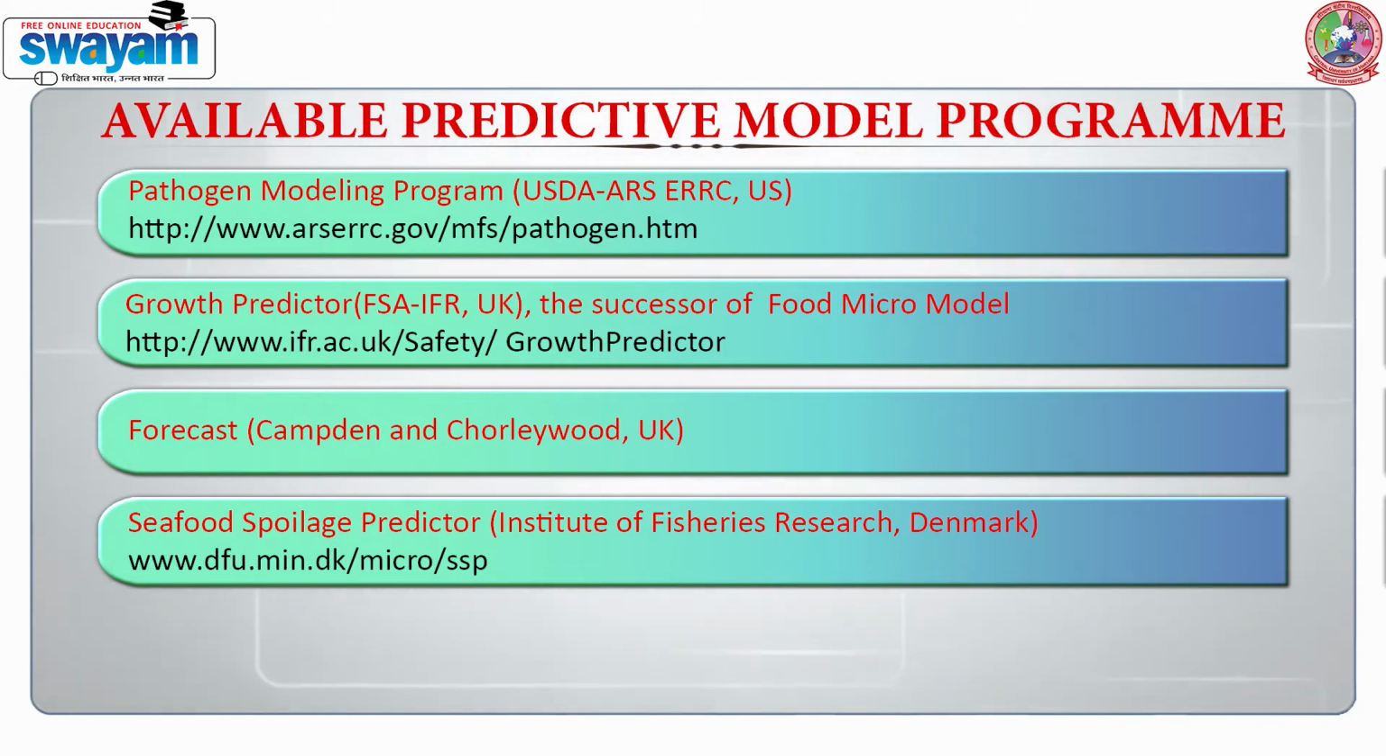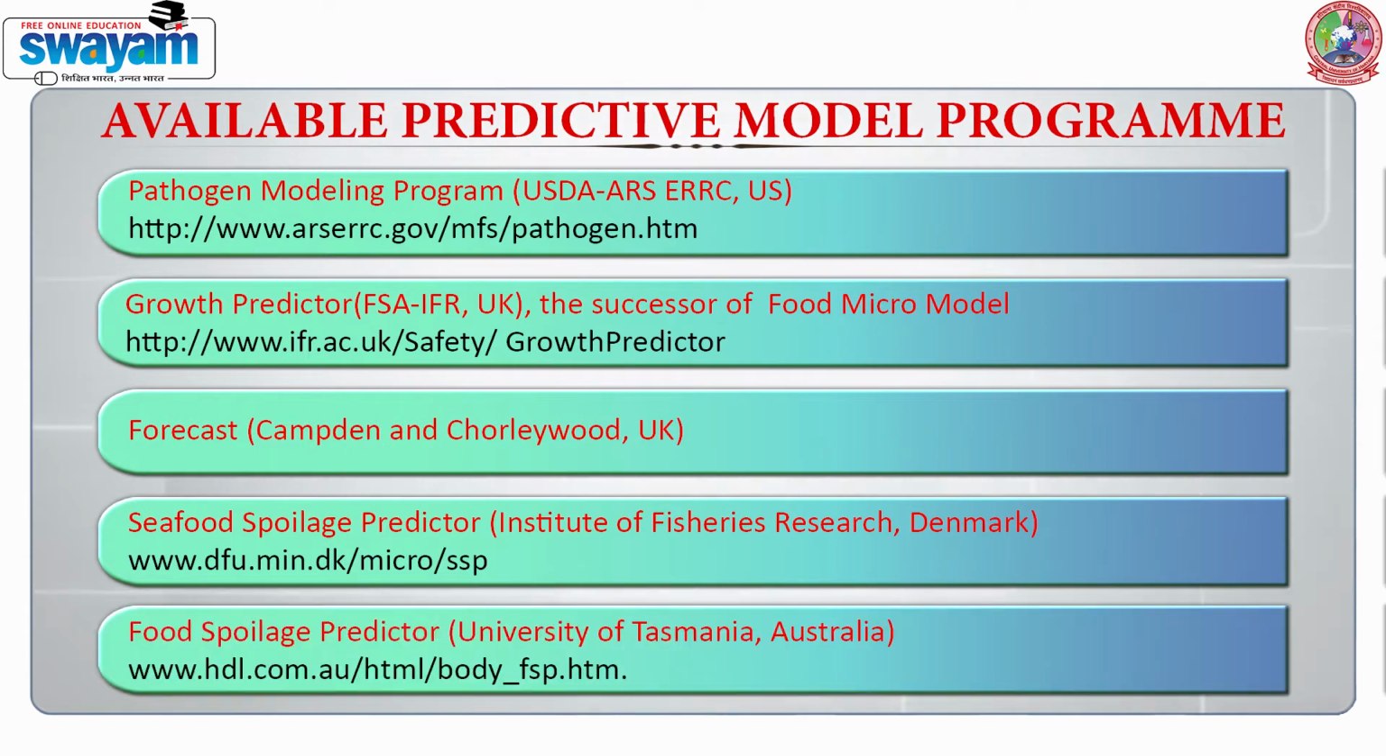Then we have a specific model for the seafood spoilage, and it is known as the seafood spoilage predictor. This has been given by the Institute of Fishery Research, Denmark. Then we also have a very popular model which has been given by the University of Tasmania, Australia. This model is known as food spoilage predictor model.